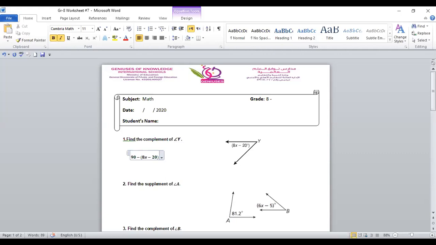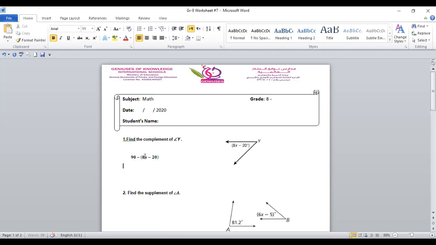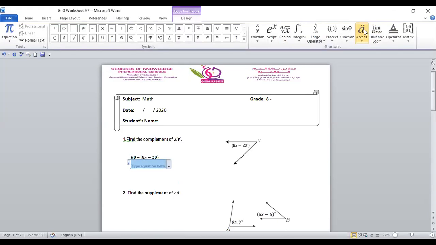Now they did not ask us to find the measure of the angle, they just said find the complement. So there's a difference between find the measure and find the complement. If they say find the measure of angle y, yes, we have to solve as I showed you in the example before. But in this, they just said find the complement. So when they say just find the complement, all you need to do is subtract the concerned angle from 90. So that is 90 minus (8x minus 20).